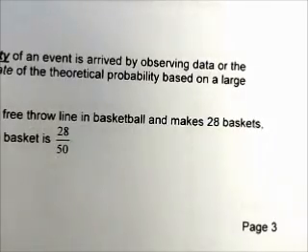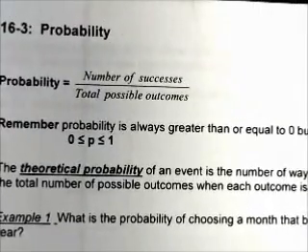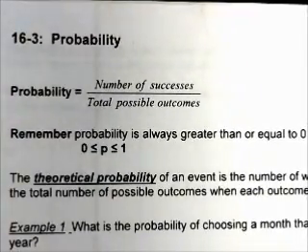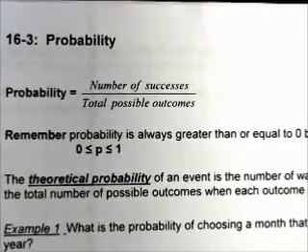Today we're on page 3 of our Chapter 16 notes packet. We're looking at probability, section 16.3. Probability is the number of successes divided by the total number of possible outcomes.